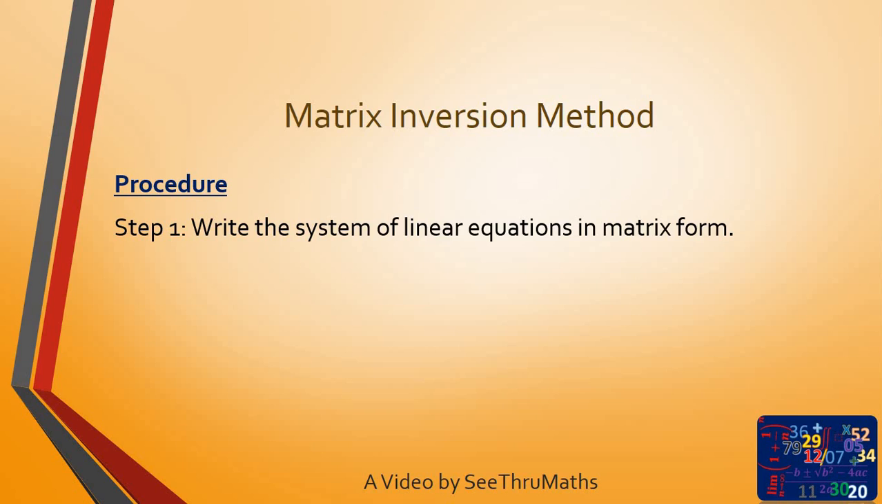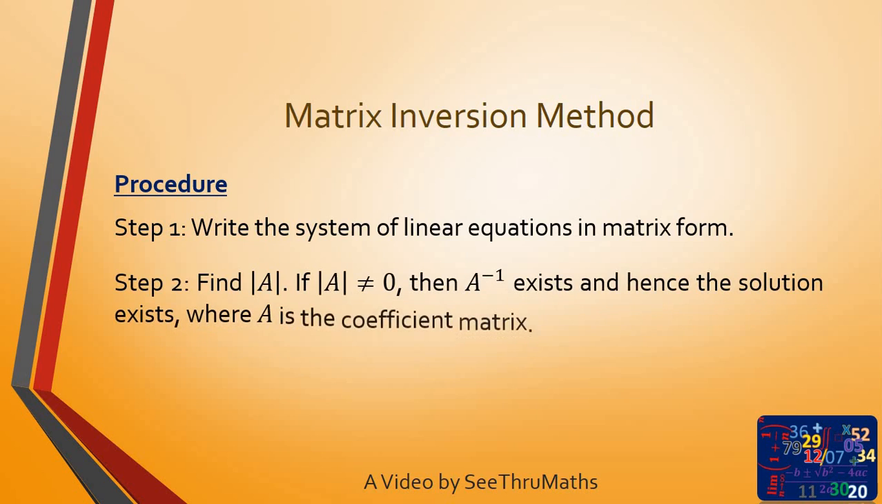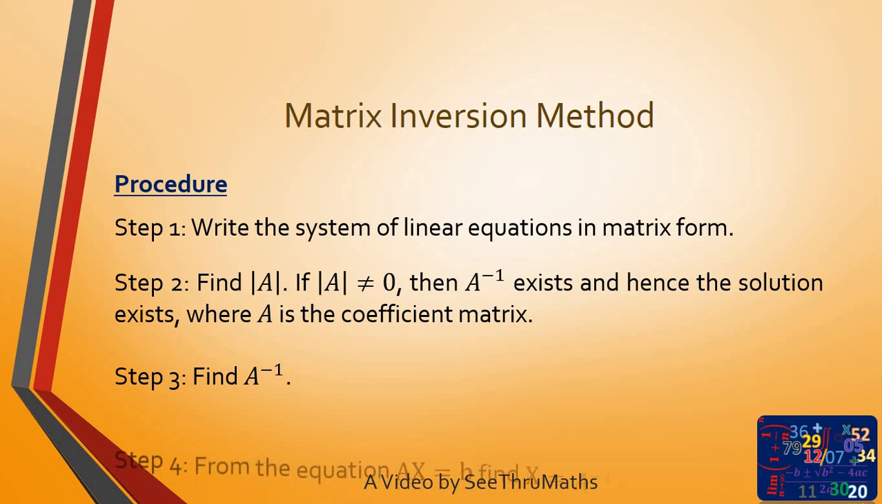The first step is write the system of linear equations in matrix form. Before forming the matrix, we want to check whether the given system of linear equations are in standard form. If not, first we have to write that one in standard form. Step 2, find determinant of A. Determinant of A is not equal to 0, then A inverse exists. Definitely, this already we have studied, and hence the solution also exists, where A is the coefficient matrix. Step 3, find A inverse.